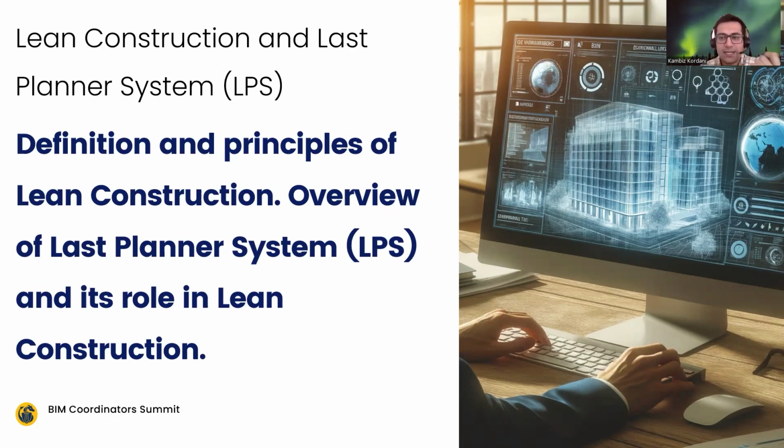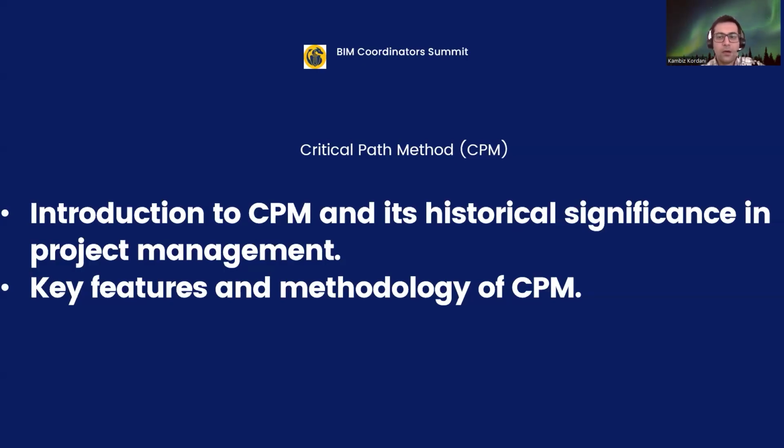Well, lean construction and the last planner system offer significant benefits over traditional project management methods like CPM. These can include reduced waste and inefficiencies, improved project delivery times, and enhanced quality. By focusing on value and streamlining the construction process, lean construction enables projects to be completed more efficiently and at a higher quality. But the question is, how can we implement these beneficial systems, especially in developing countries? Well, let's look at the critical path method.